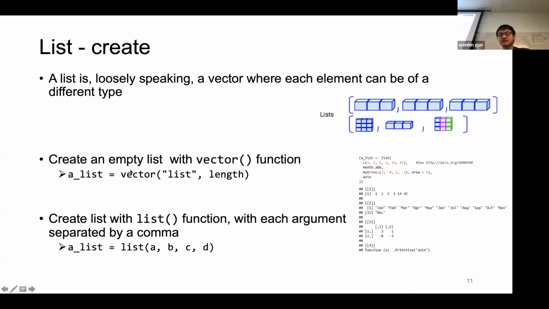If you want to create an empty list, you can use the vector function, which we mentioned yesterday. And if you want to create a list with assigned values, you can use the list function. Here I'm just showing the list A, B, C, D. A, B, C, D can be your variable names, and they contain some data inside. In the right panel, I show each of the elements A, B, C, D. They can be of different types. For example, some of them are numerical vectors, some can even be a function, like sum here, and some can be a matrix.